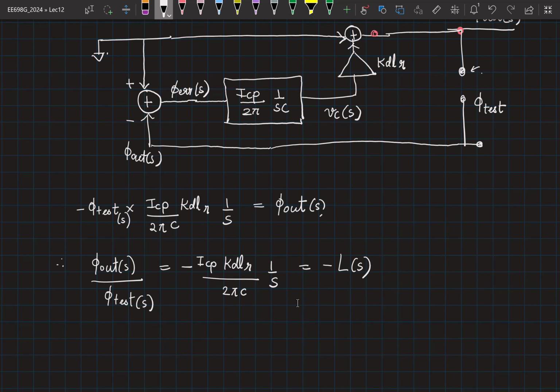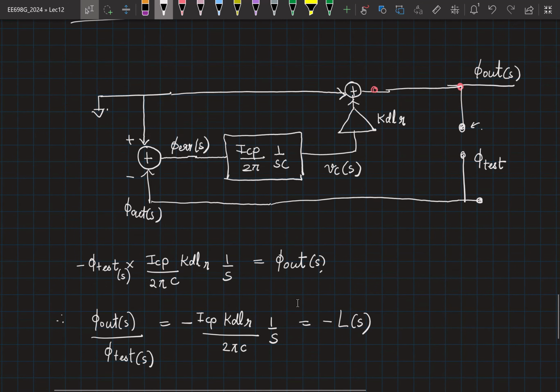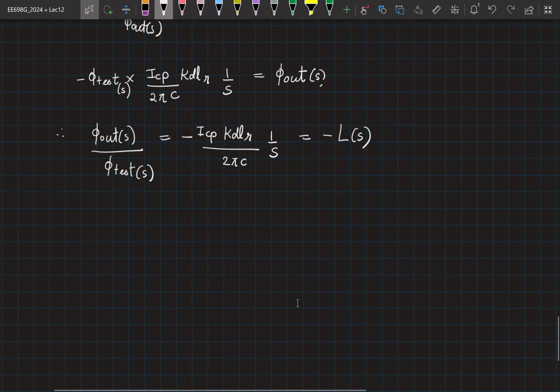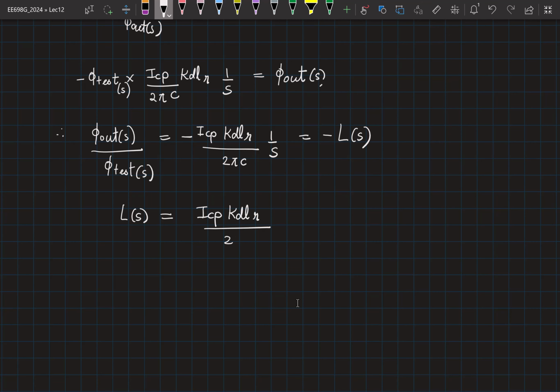We take minus phi return, which becomes minus phi return upon phi test. That's what we are doing. So phi out of S by phi test of S, I have written it as minus L of S. Phi return is the same as phi out in this case. So you now have a very nice expression for L of S given by ICP KDL R by 2 pi C into 1 by S.